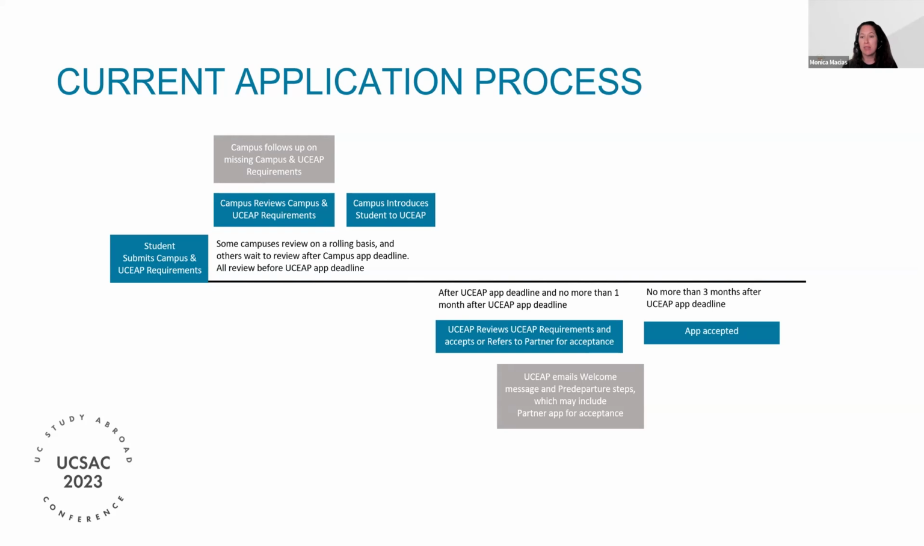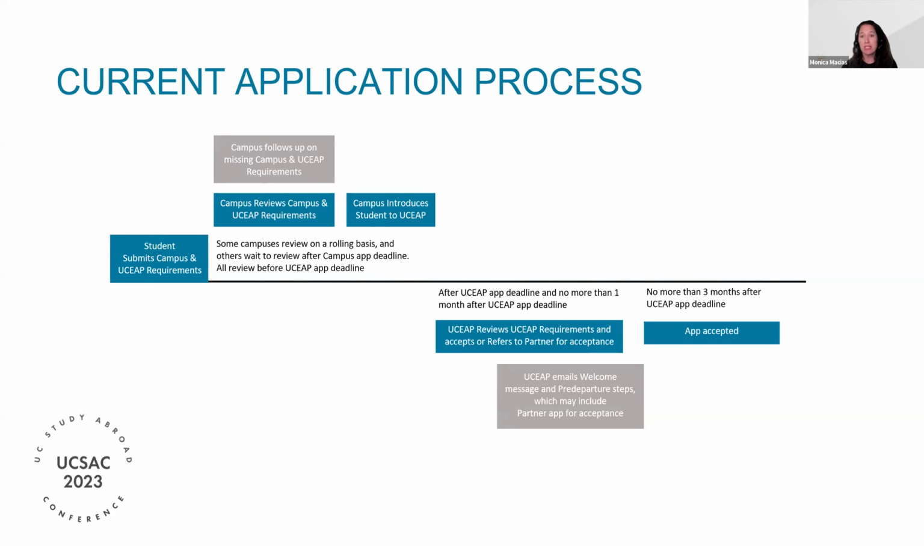At this point, the campus introduces the student to the UCEAP staff who will be working with them for the rest of the application period and through the pre-departure phase as they prepare for their program abroad. After the UCEAP application deadline passes and all applications have been handed over, UCEAP will do a final review and processing of the application, or they will move the application forward to the partner institution for final review and processing. When processing is complete, the application moves to accepted status to identify that the student has been accepted to participate in the program.